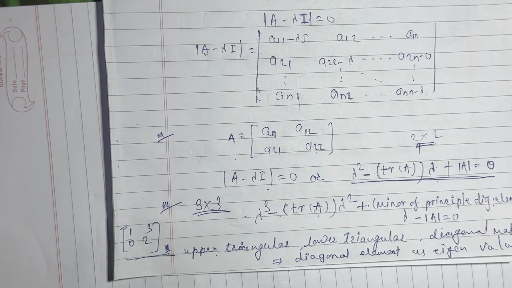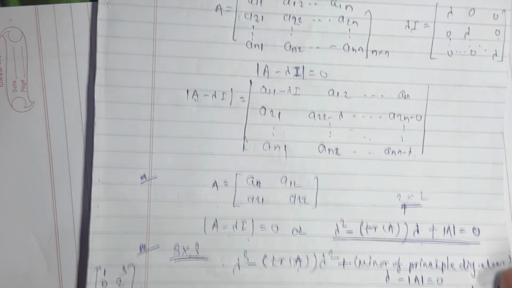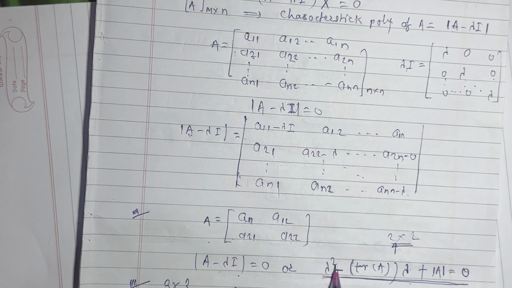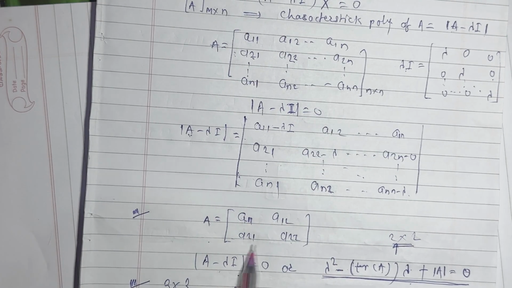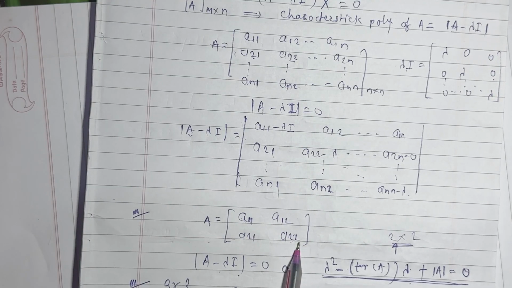And one more: the degree of a characteristic equation. How much is it here? It is 2, which is equal to the order of the matrix. What is the order of the matrix? 2 by 2, so obviously the degree is 2. For 3 by 3 you will get degree 3. These are the basic concepts, guys, you need to be familiar with.